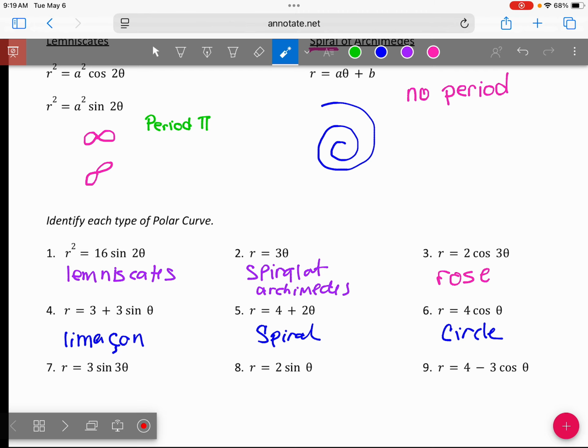Roses are red. So 7 we think is a rose. How about 8? Circle. Circle. Are we good? Why? And number 9 is a limaçon.